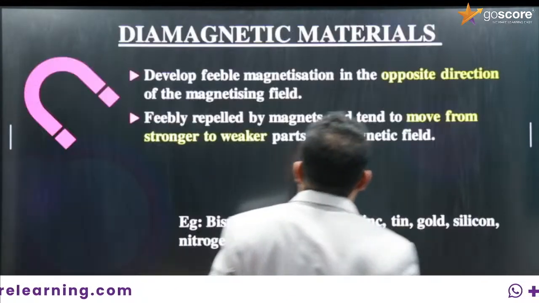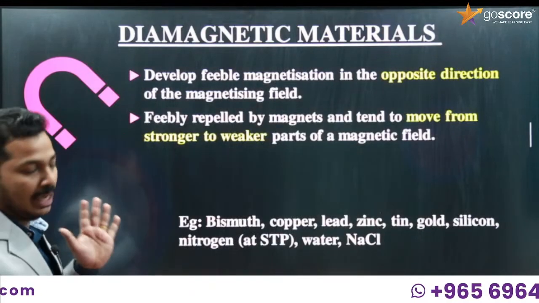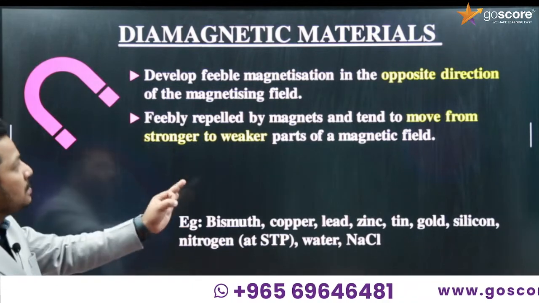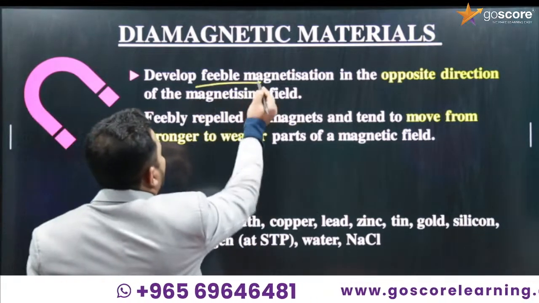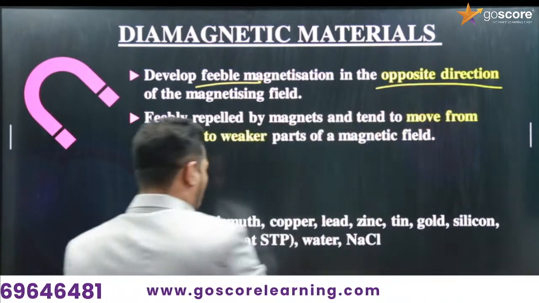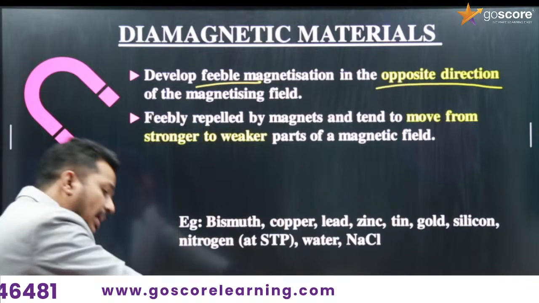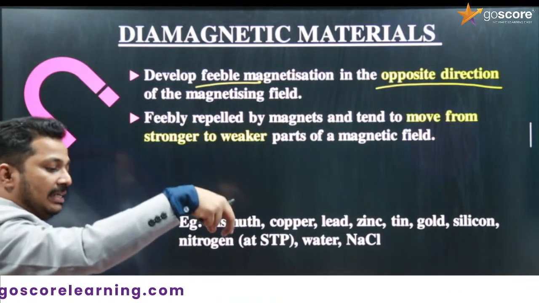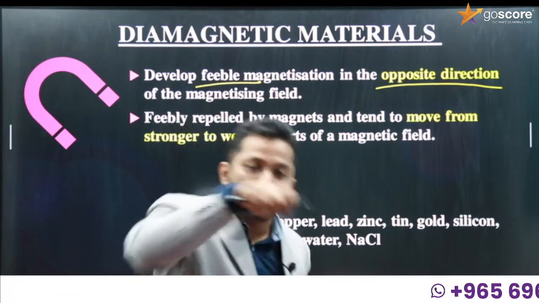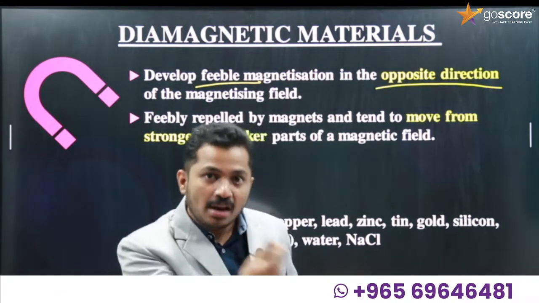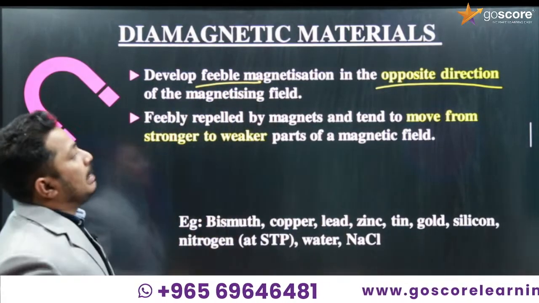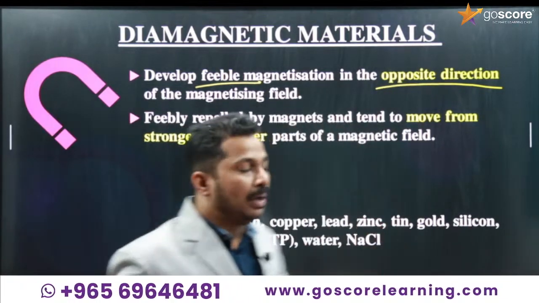Okay, we can move into diamagnetic material first. Diamagnetic materials are those substances which develop feeble magnetism. What is meant by feeble magnetism? Feeble magnetism means small magnetism in the opposite direction of the given magnetic field. So when we place a diamagnetic material in an external magnetic field, it will develop small magnetism in the opposite direction. Diamagnetic material will oppose the given external magnetic field.